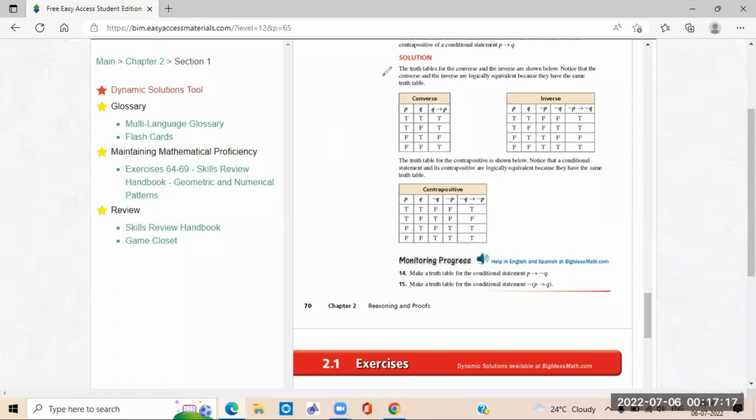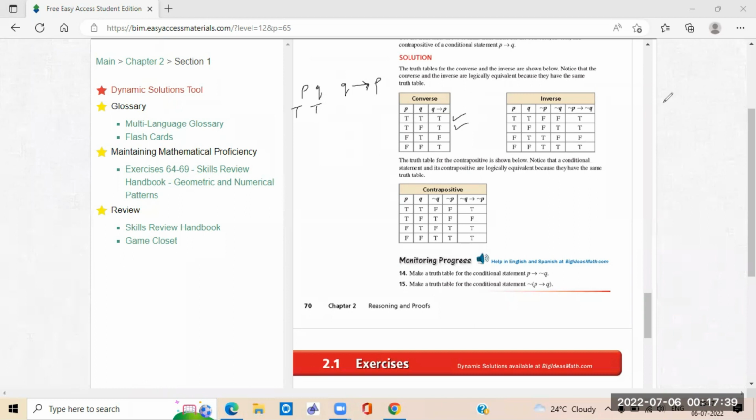So here we can see for the converse, P and Q are going to remain the same, but now we have Q implies P because it's a converse. So true, it is going to be true. Q implies P, which is the converse, is going to be true. True implies false, true implies false is going to be true here.